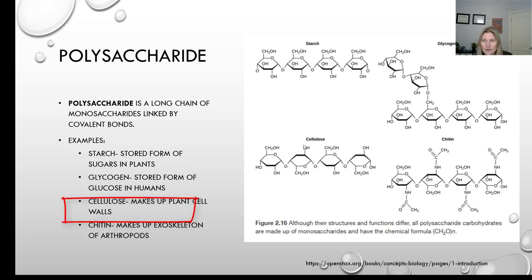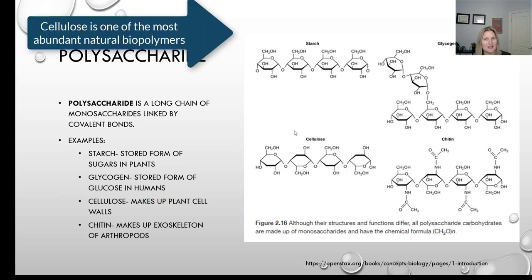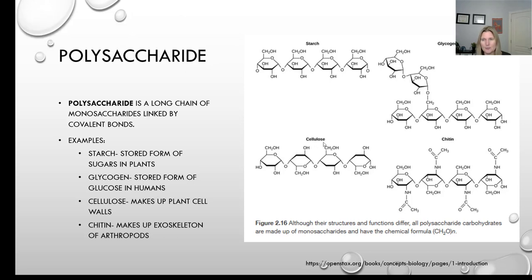Cellulose. Cellulose is actually one of, if not the most abundant organic molecule on Earth. It is what makes up the cell wall of our plants, and there are a lot of plants out there. And you can see that it's actually the same thing as I said before. It's a bunch of glucose, but it looks a little different than starch.